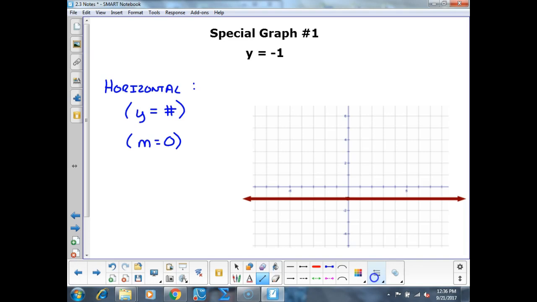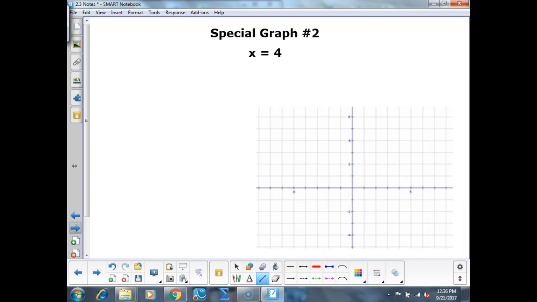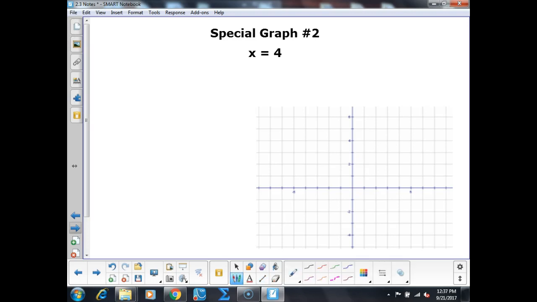Now, take a guess. Do you think there's a special graph number 2? Yeah. What kind of graph do you think that one is? What's going to be undefined? The slope's going to be undefined. Yes. So this is a vertical.